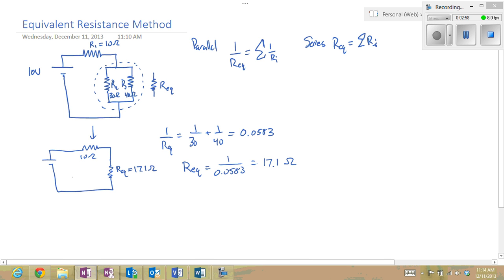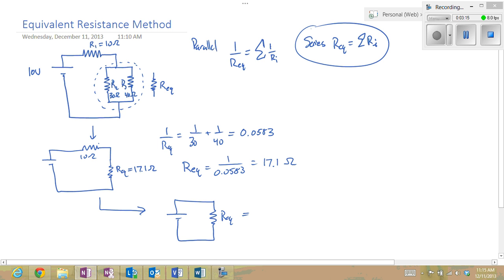I now look at this circuit and I see a series combination of two resistors. Therefore, this circuit becomes, in my mind, a new circuit which looks like this with a new equivalent resistance. In this case, I'm going to apply the series combination rule, which is sum 10 ohms plus 17.1 ohms, or 27.1 ohms of equivalent resistance. I am now down to the simplest circuit. I can now calculate the current.